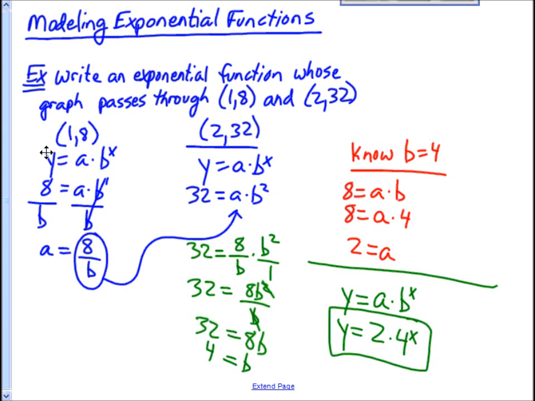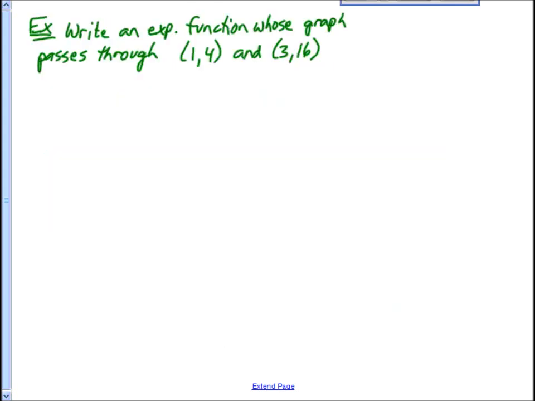You notice if you test that by plugging in the original points, 1 comma 8, it'll give you a true equation. Checks out. Same thing with 2 and 32. If you plug that in for x and y, it works with that equation. Okay, here's another one. Write an exponential function whose graph passes through these 2 points, 1, 4 and 3, 16.